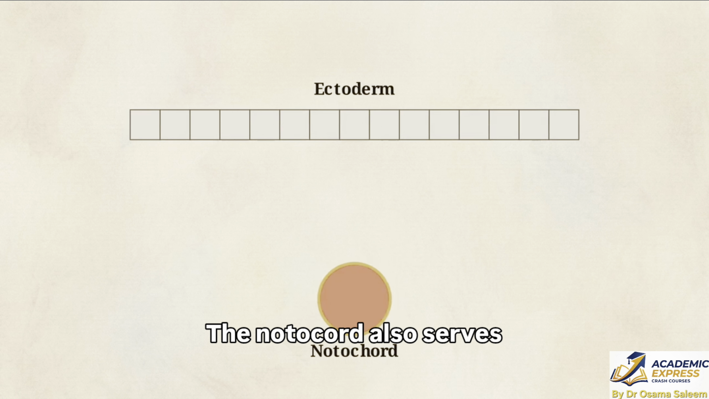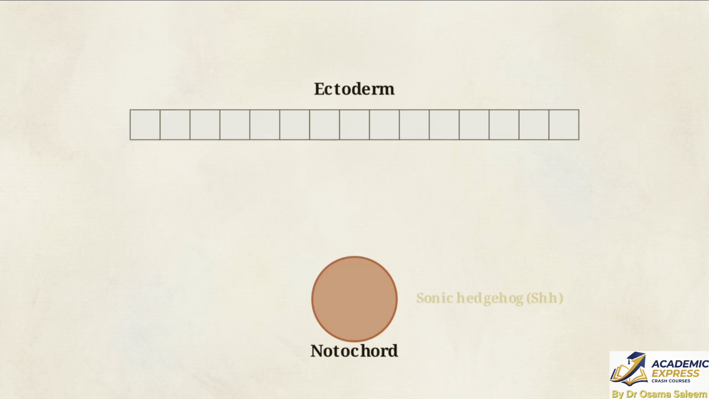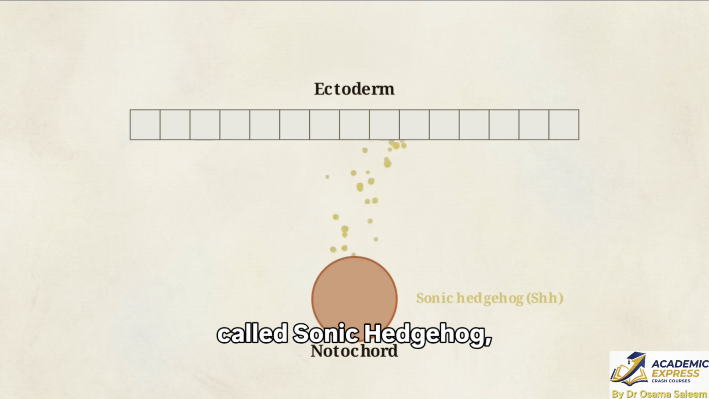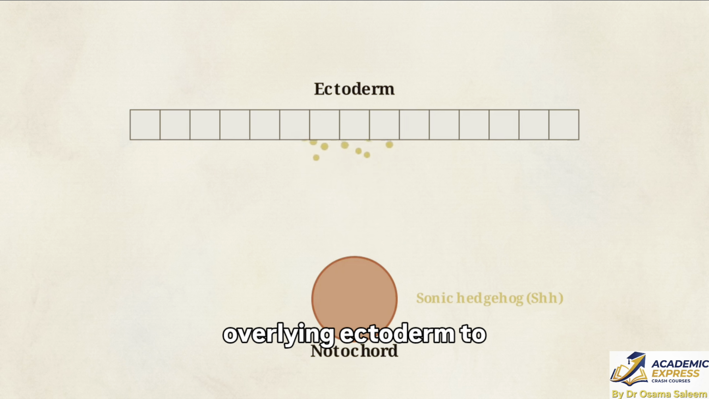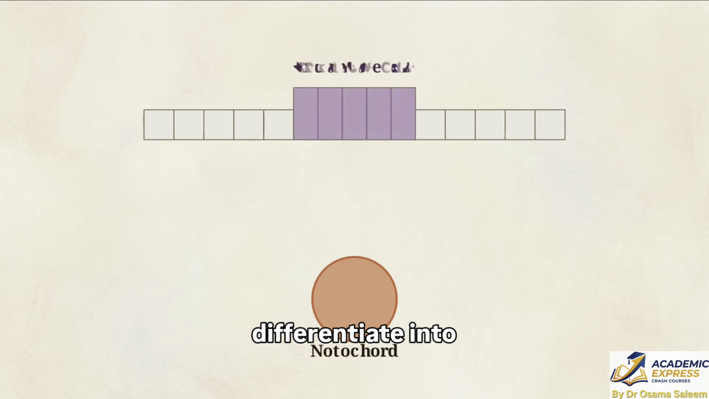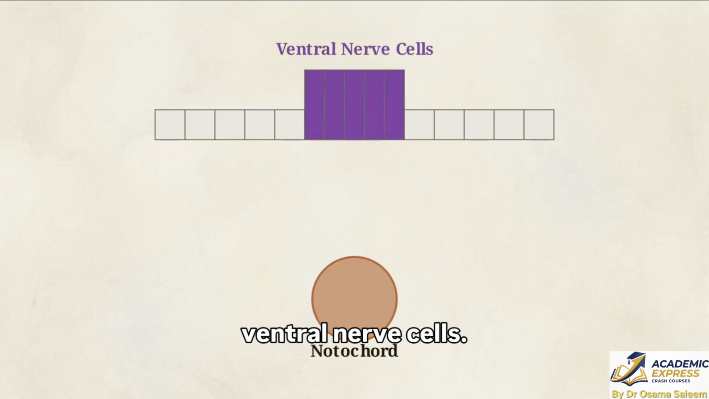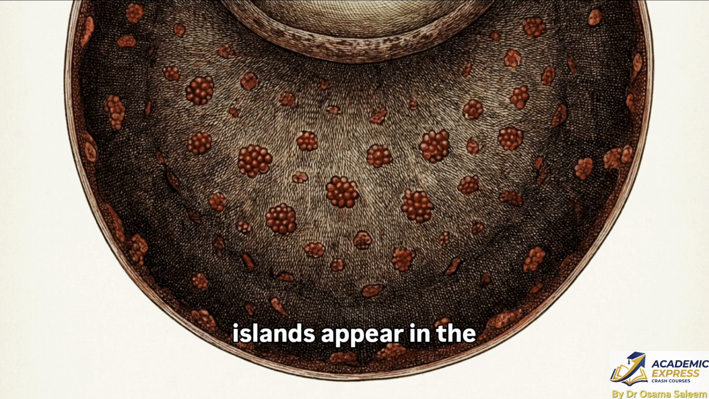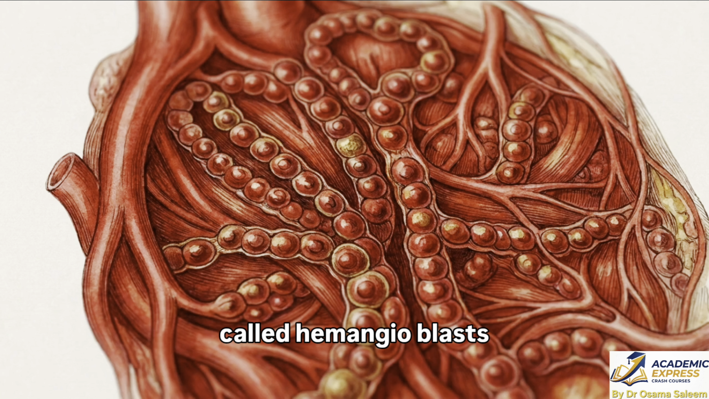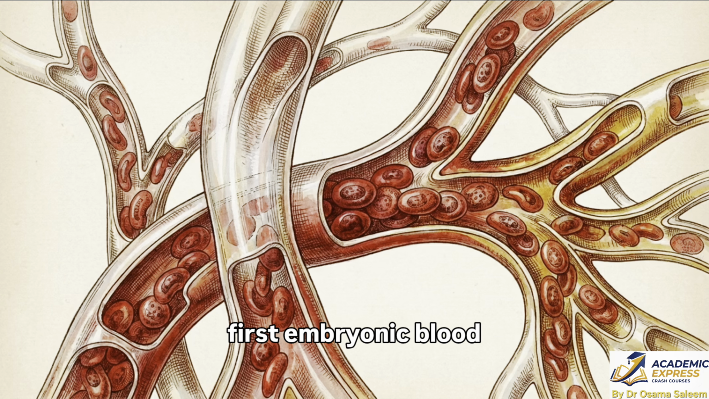The notochord also serves as a signaling center. It releases a protein called sonic hedgehog, which diffuses toward the overlying ectoderm to instruct it to differentiate into ventral nerve cells. Simultaneously, blood islands appear in the area opaca. Here, specialized cells called hemangioblasts begin the assembly of the first embryonic blood vessels and red blood cells.